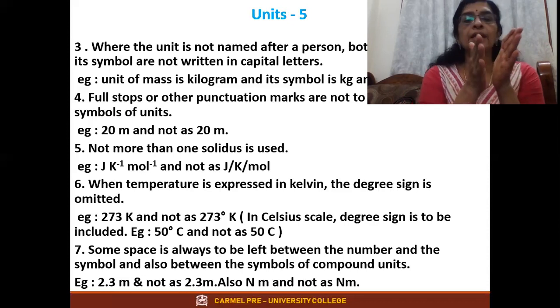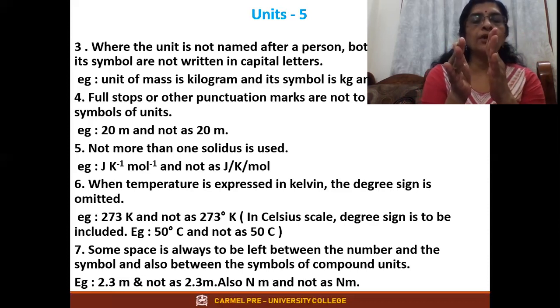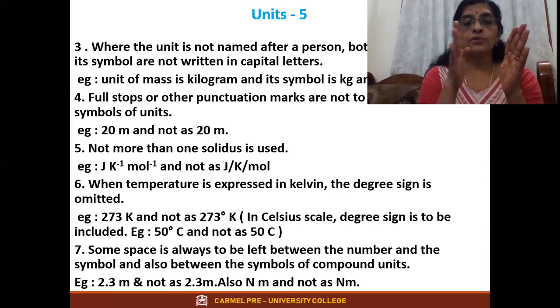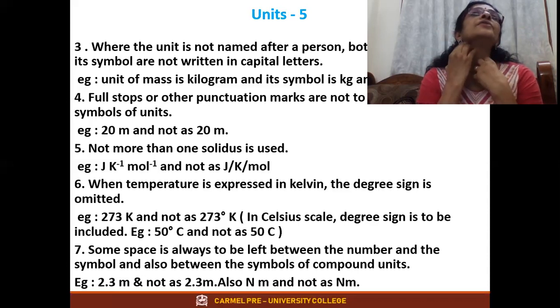So when you are writing the number, for example 2.3 kilometer, you write 2.3, leave a space, then kilometer. There should not be any dot there. So 2.3 km. Another, in torque, if you see there are 2 units, Newton meter.